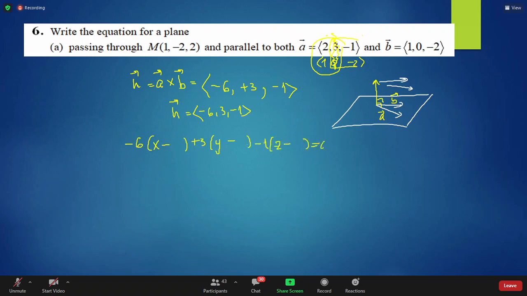That would be through the vector n, perpendicular to the vector n and through the point M. So point M has coordinates 1, minus 2, 2. So that's what we put in there: minus 2, minus negative 2, and minus positive 2. That is already an equation of that plane. If we want to simplify, we write minus 6x plus 3y minus z, and now the constants. 6 plus 6 is 12, and plus 2 is 14.